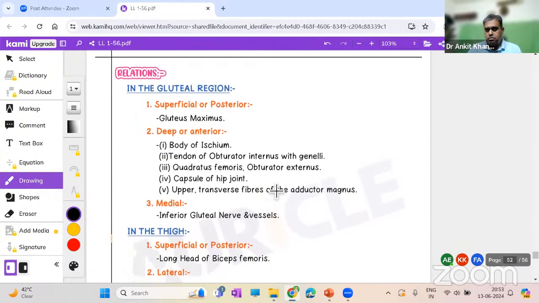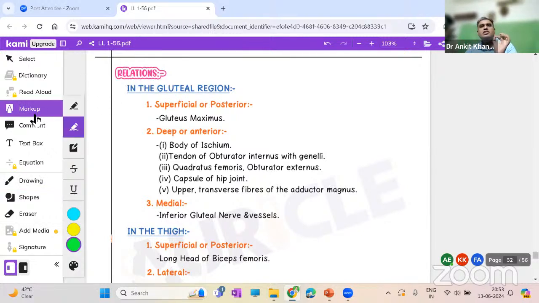Now, relations. There are 2-3 relations over here which I will focus more on. Try to understand that. About the sciatic nerve: the sciatic nerve is quite a deep nerve, but there will be 2-3 structures which are superficial to it. One we have already seen. What? One was the gluteus maximus muscle in the gluteal region. A very good MCQ came a few years back. That MCQ was in the thigh region.